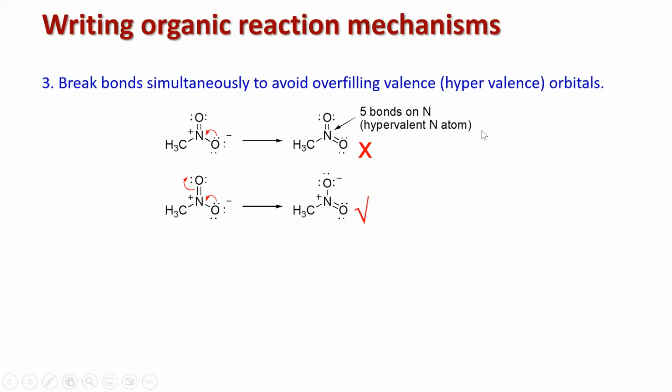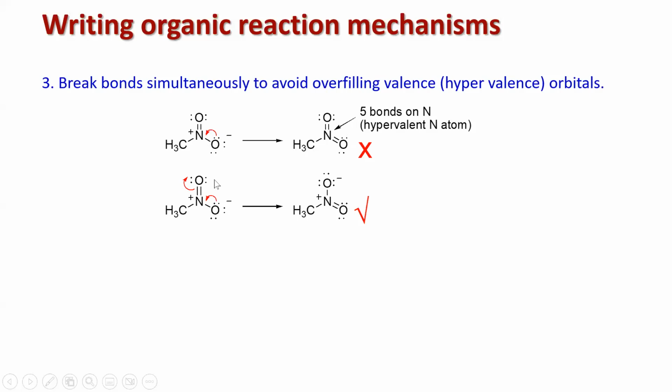And the third thing you have to remember is break bonds simultaneously to avoid overfilling valence or hypervalent orbitals, right? Now look at these two examples. In the first one, what I have written is wrong because the valency of nitrogen is 3. But in this structure, you have 5 bonds. So it's a hypervalent nitrogen atom. So this can never happen, right? So you can't put the arrow like this. It won't give an intermediate like this.